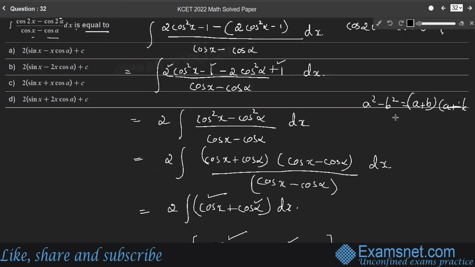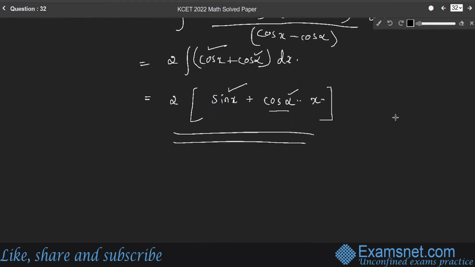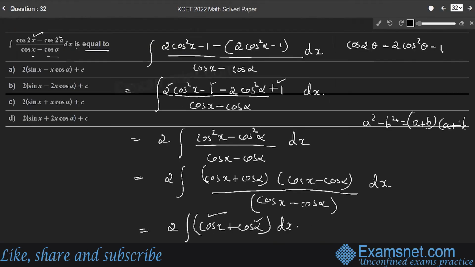So look at the options. 2 into sin x plus x cos alpha and a constant, which is plus c. Therefore, option C is the right answer. Right? Option C.